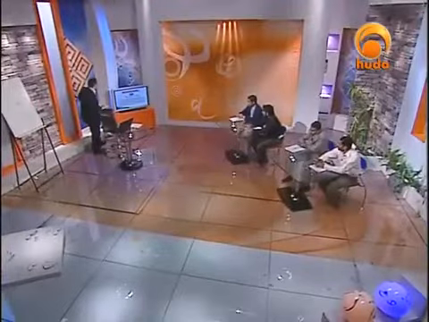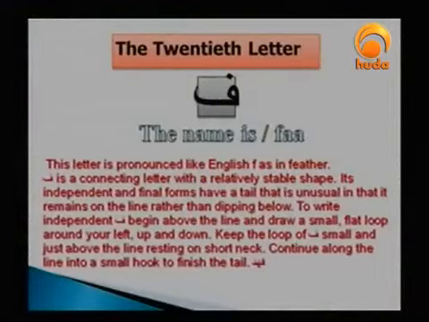Let me just read what the slide says. This letter is pronounced like the English F, as in feather, which is a connecting letter with a relatively stable shape. Its independent and final forms have a tail that is unusual in that it remains on the line rather than dipping below. To write independent fa, begin above the line and draw a small flat loop around to your left, up and down. Keep the loop of fa small and just above the line, resting on the short neck. Continue along the line into a small hook to finish.